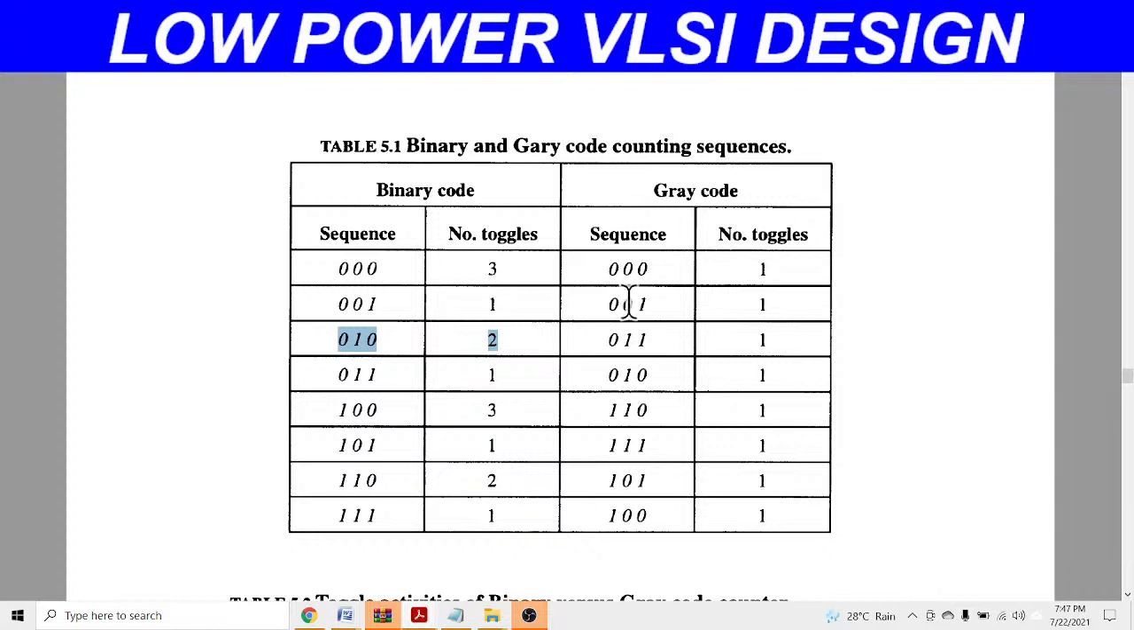Now the next one is 001. If the next input is 001, we can say only one bit is changed, so the toggle is 1. Now if the input is 011, only the second bit is changed, so only one bit toggle is there. So here you can see only one bit is toggled. It means that only one bit is switched every time. So it is very advantageous as compared to binary code.